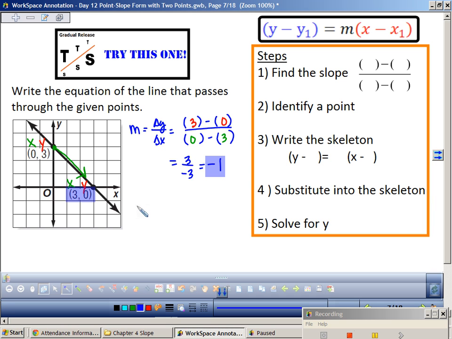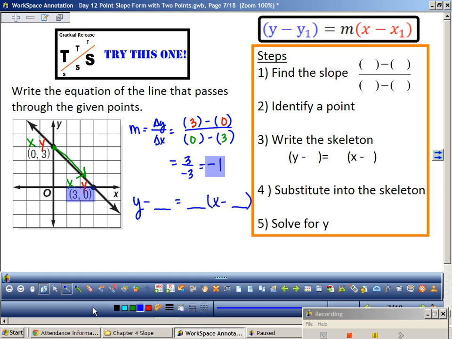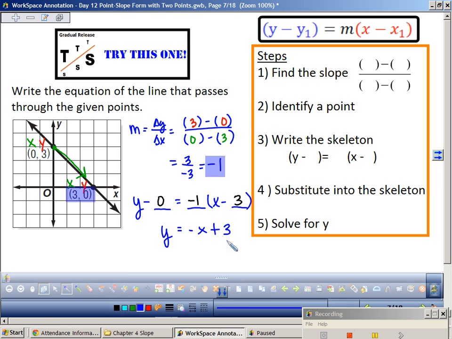Write the skeleton. Good. So y minus my y value equals my slope times x minus my x value. How about Ariana? What's my y value? 0. What's my slope? And what's my x? Perfect. How about Andrea? What should I write? Good job. And we're done.